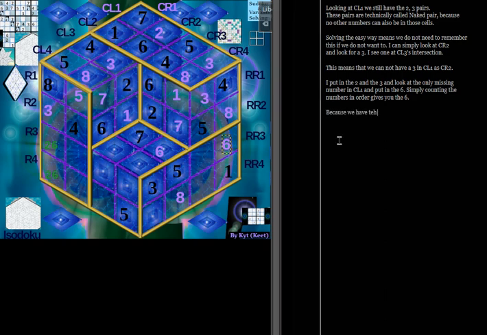Because we have the 6 in row 3, we can then put in the 2 in row 3 at column right 1.